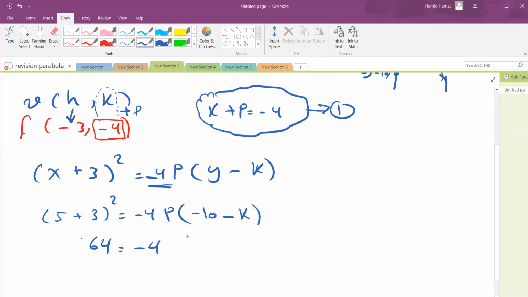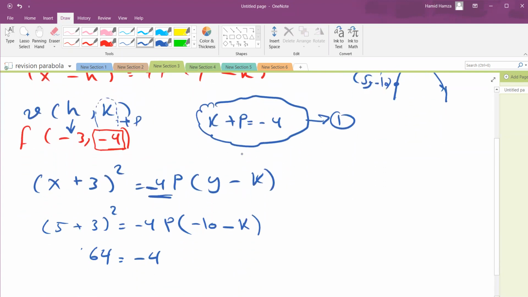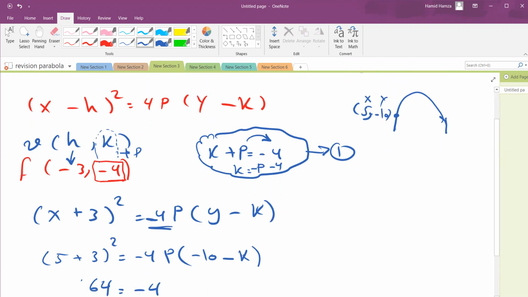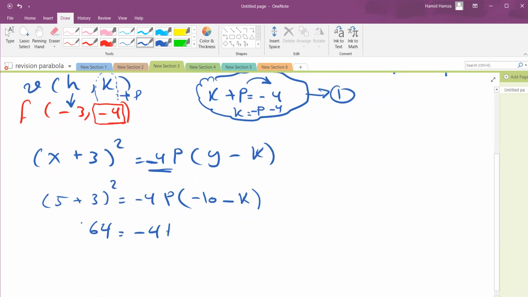So we have k plus p equals -4, so we can take p to the other side. That means k equals -4 minus p. We can substitute here, instead of writing k, we will write 10 minus p minus 4, to make it an equation with one variable instead of two variables, p and k.